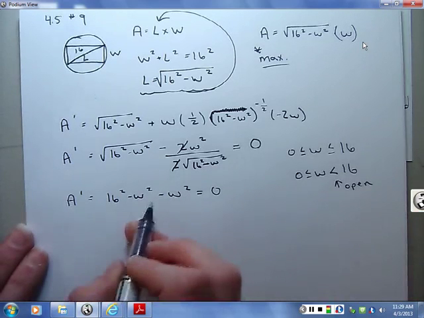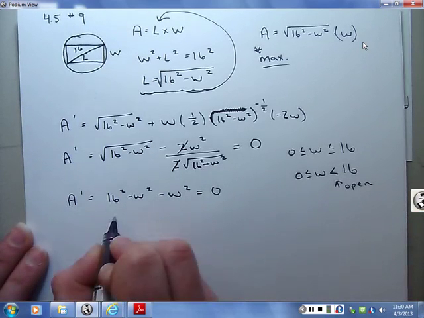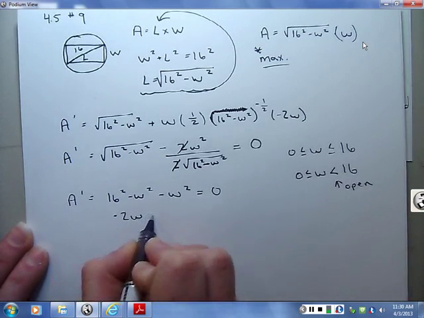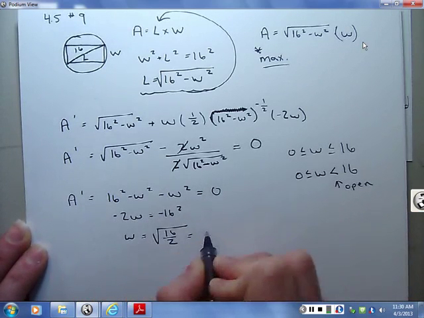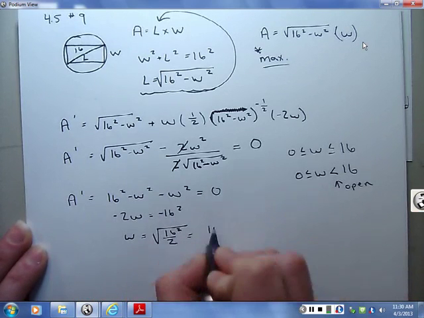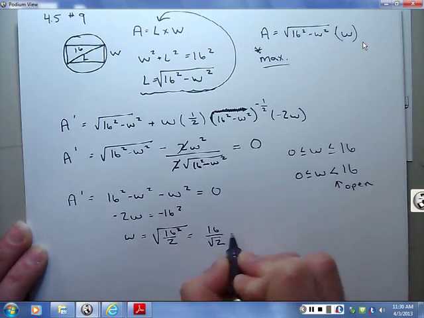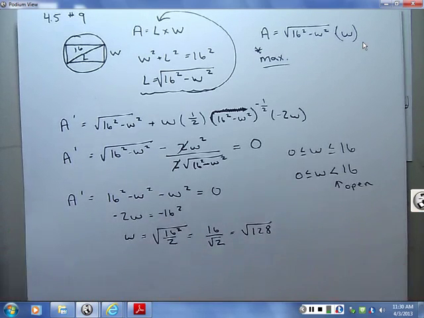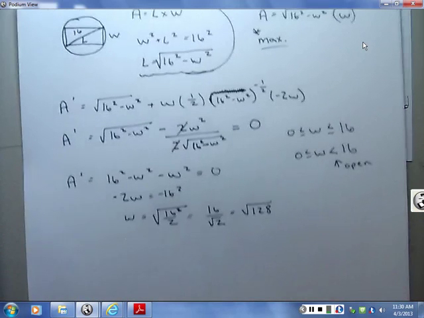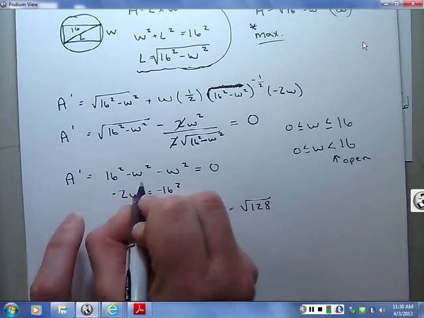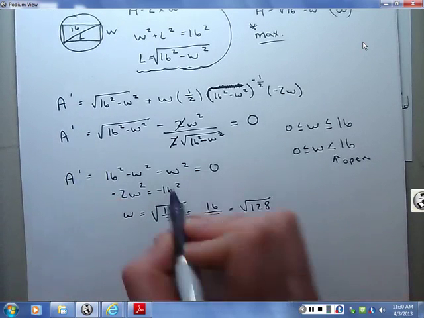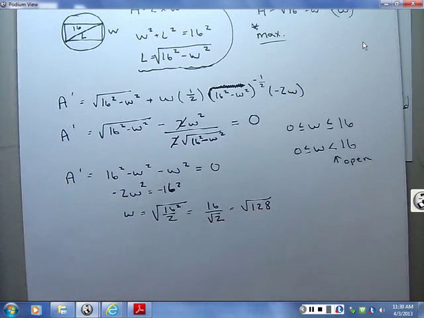But at this point, we should be able to solve for when it equals 0. What do I have? Minus 2w squared equals minus 16 squared. So w equals the square root of 16 squared over 2, which would be 16 over square root of 2, which would equal the square root of 128. It's, yeah, negative 2w squared. Thank you. Keeping you guys on your toes today.